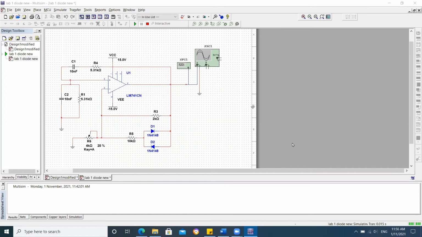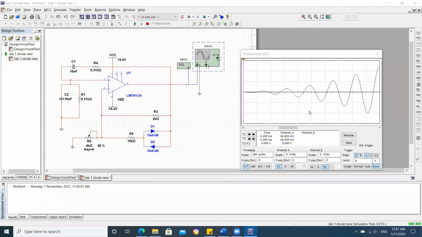This is the Wien bridge oscillator with amplitude stabilization circuit. We add two diodes in the circuit to use for amplitude limiting, and we also change one resistor with a potentiometer. Then we run the simulation. This is the output waveform of the Wien bridge oscillator.